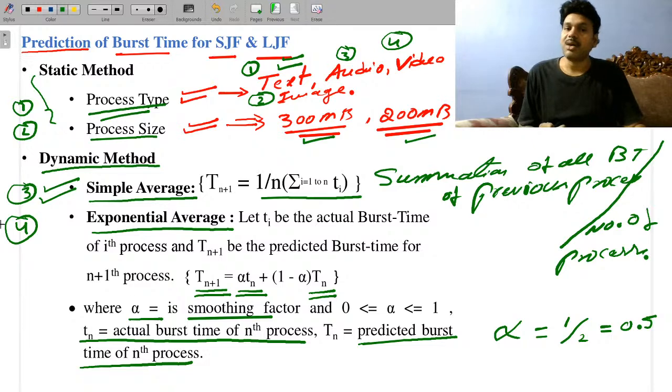That's it, friends. This is how, but it is not possible realistically. SJF and LJF we don't prefer.